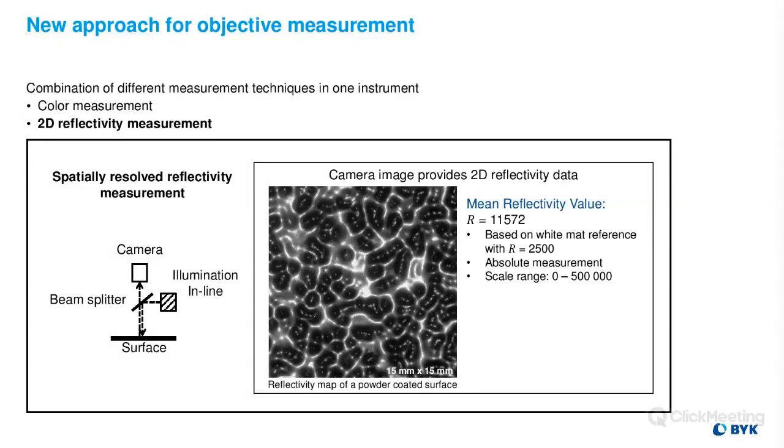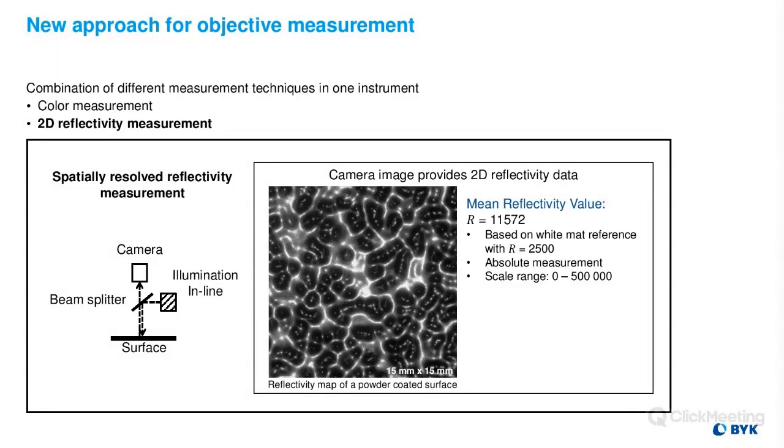The dark areas are areas of low reflectivity. The lighter areas have higher reflectivity. And each pixel is individually assigned a reflectivity value. So the measurement is referenced to a light trap with a reflectivity of 0, and also to a matte white tile with a reflectivity of 2500, with the range of possible reflectivity values going up to 500,000 units.